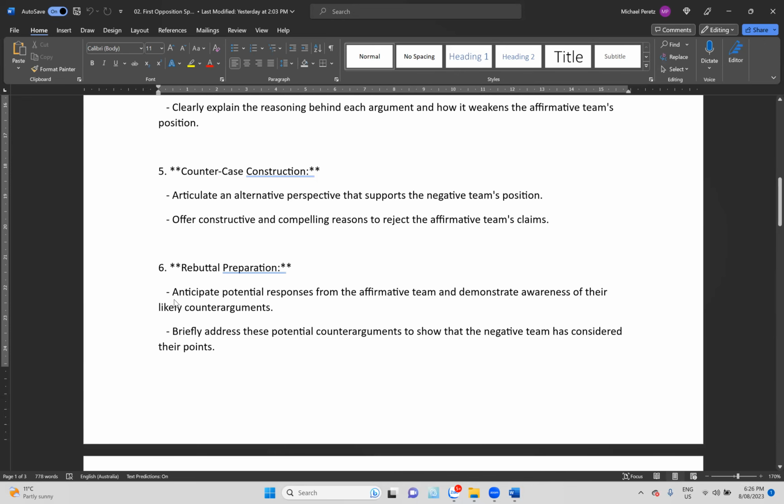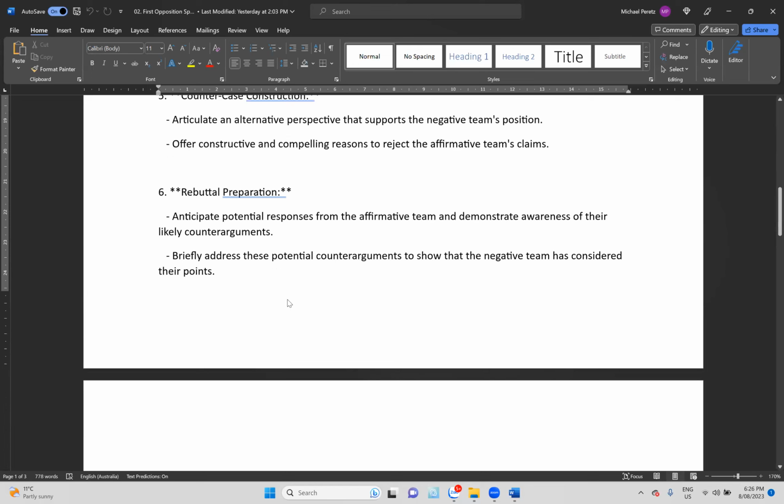We want to prepare any rebuttals for the affirmative team. Usually you'll try and do this ahead of time to guess what they might say, but as well it also comes down to listening to the affirmative team while they speak. And then you want to quickly address these potential counter arguments to show that your team has really considered both sides of the argument, because again, if you can argue the other side, you can also make their arguments weaker and pick them apart too. So very handy skill to have.